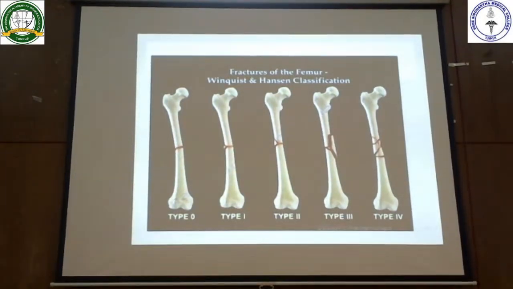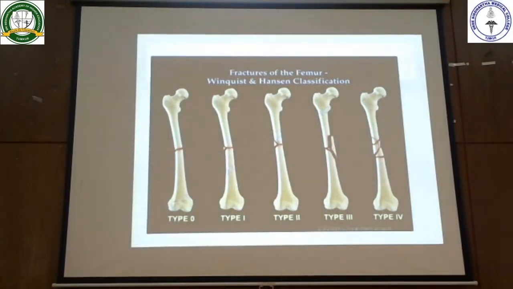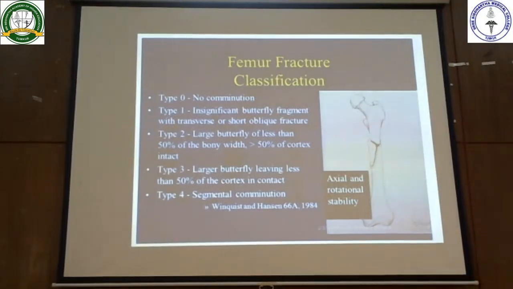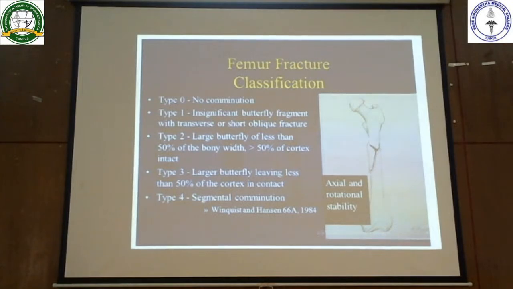It is nothing but a comminuted fracture, which is breaking into 2 or more pieces. So there you can see that segmental comminution. That is comminution in more than one place on the same bone. That is known as segmental comminution.